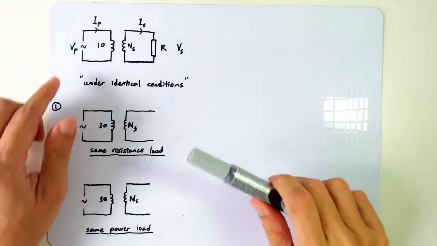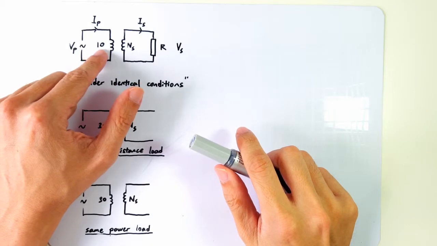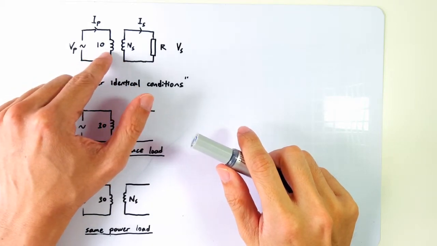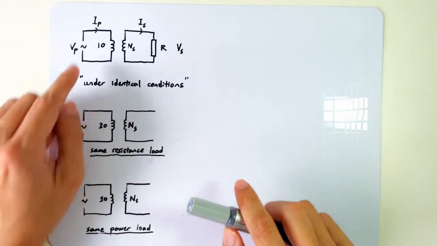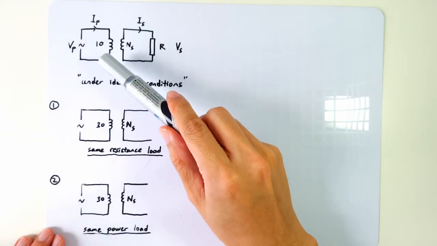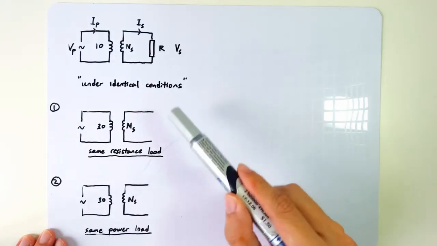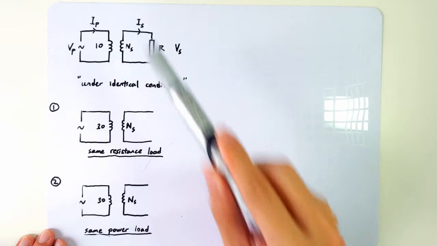Okay, in this question, we have a transformer that originally had 10 turns in the primary coil. So we are going to increase the number of turns in the primary coil from 10 turns to 30 turns. So what is going to happen to Vs and Is?